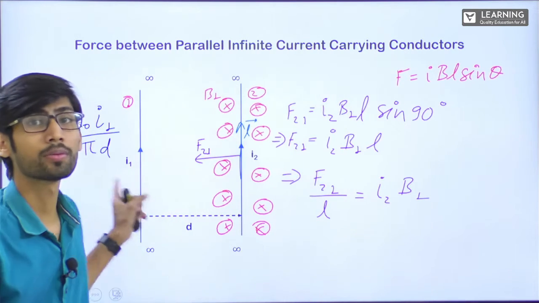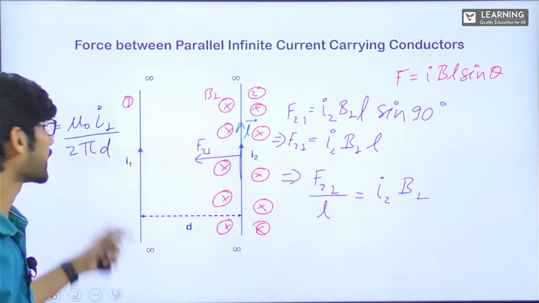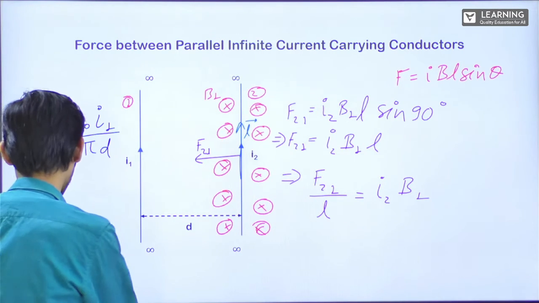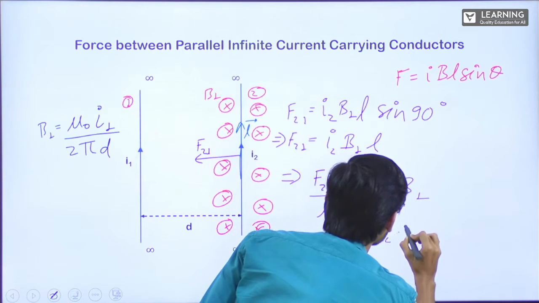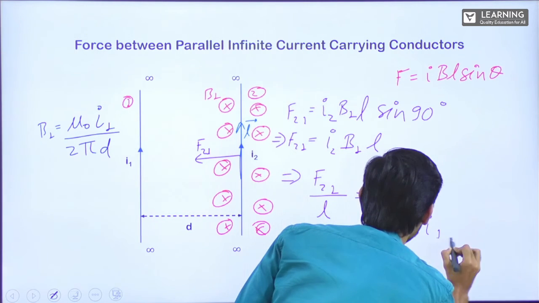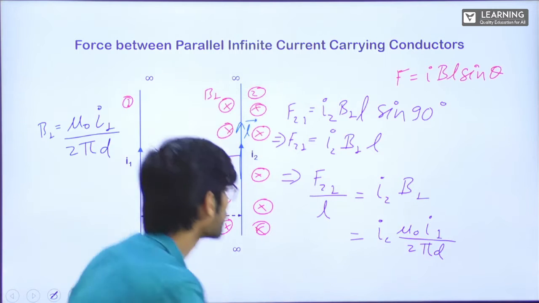Even at 2 in the night, this formula should be remembered. That important formula this was, right? Mu naught I1 upon 2 pi d. Substitute it there. On substituting it here, what we'll get is I2 into mu naught I1 divided by 2 pi d. That is the force per unit length.